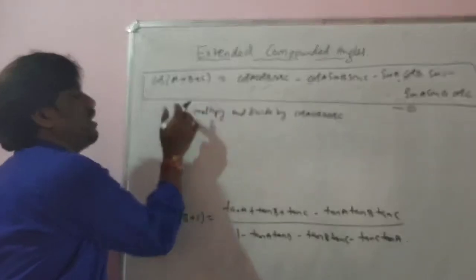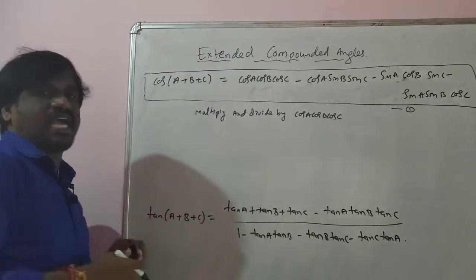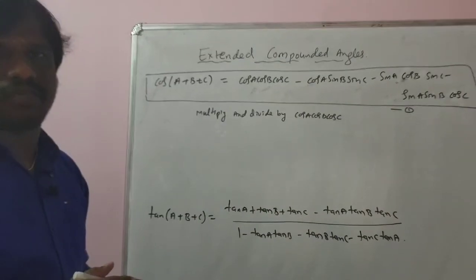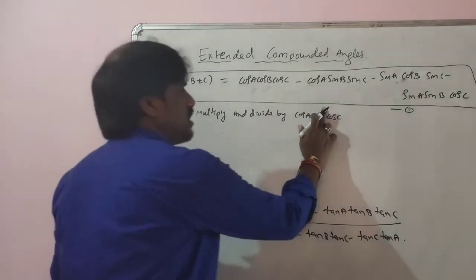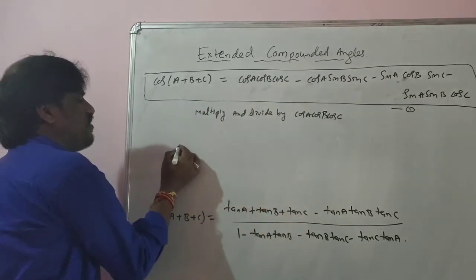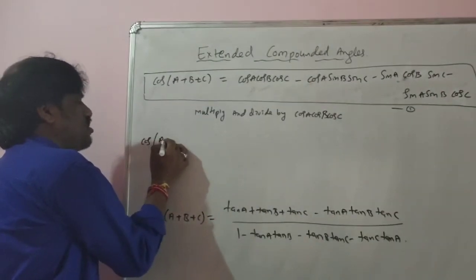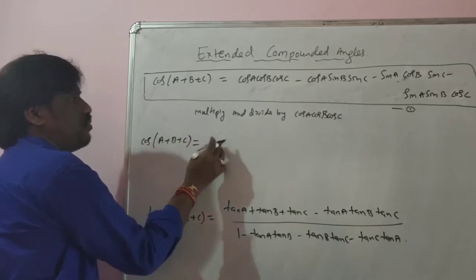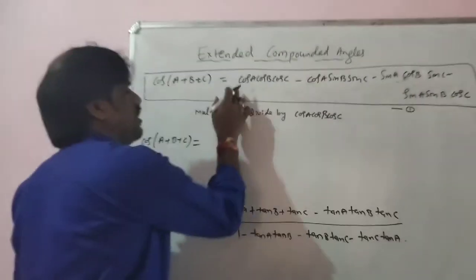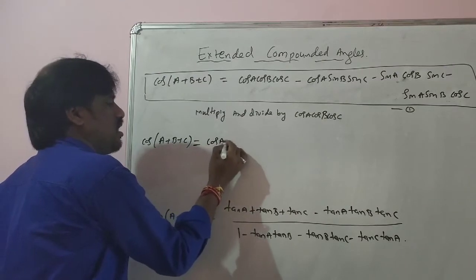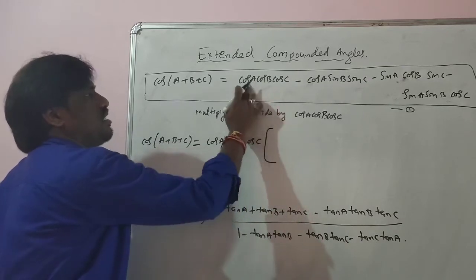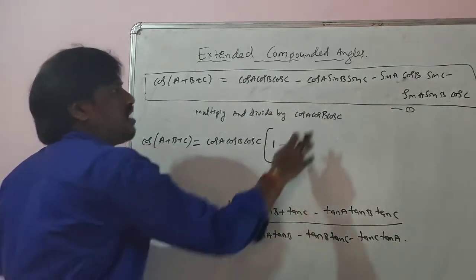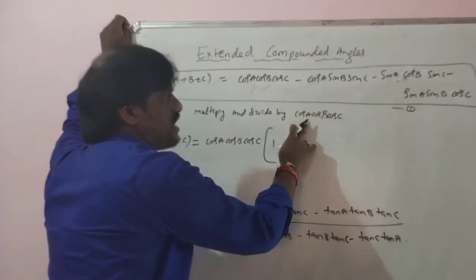So now I multiply in terms of tan. I multiply and divide by cos A cos B cos C, as I told you in the previous proof. So cos(A+B+C) is equal to, if I multiply cos A cos B cos C here, and then divide inside, whenever you divide the first term, I get 1.